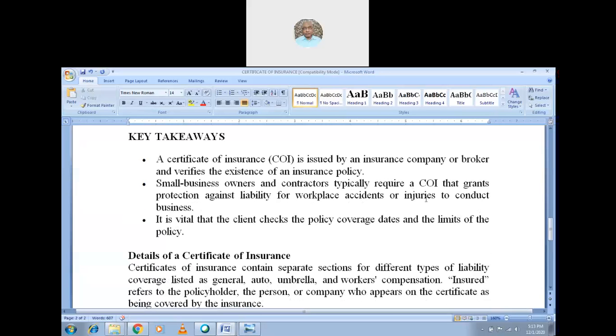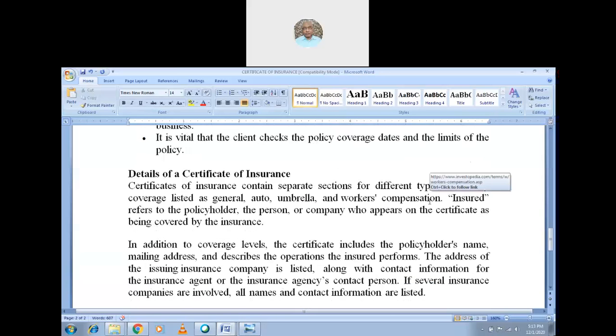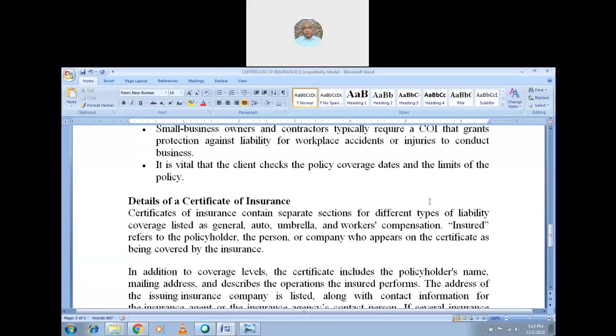Yes, the details of the certificate of insurance. Let us see what details are there in the certificate of insurance. Certificates of insurance contain separate sections for the different types of liability coverage listed as general, auto, umbrella, and workers' compensation. Insured refers to the policyholders, the persons or company who appear on the certificate as being covered by the insurance. So who is to be covered and who is not will be clearly written in the certificate of insurance.